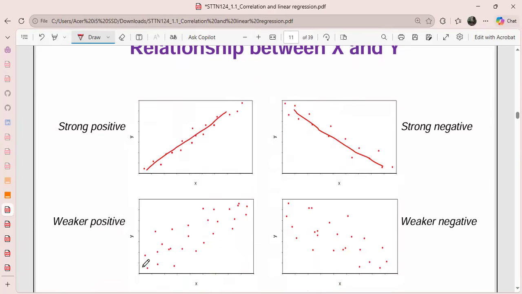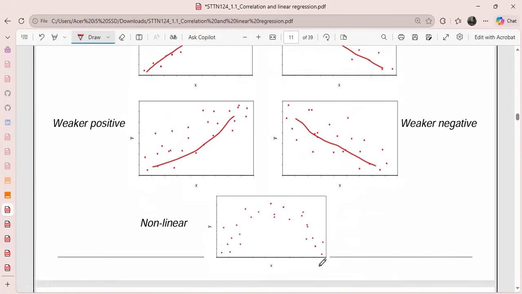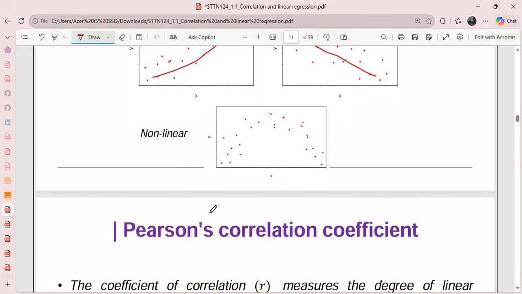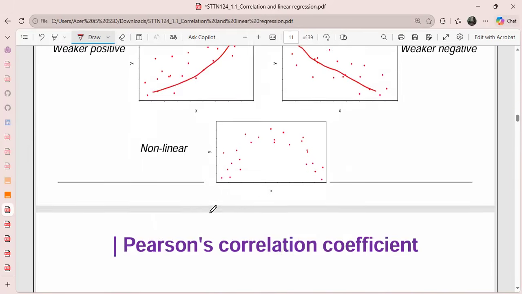Then when it's a weaker positive, when you look at the dots, they're still increasing, but now the dots are not close to each other. So that's why it's weak. And even on this side, the dots are not close to each other, and also it's decreasing. So that's why it's a weak negative relationship between x and y. Then here there's no relationship, or they say it's non-linear.